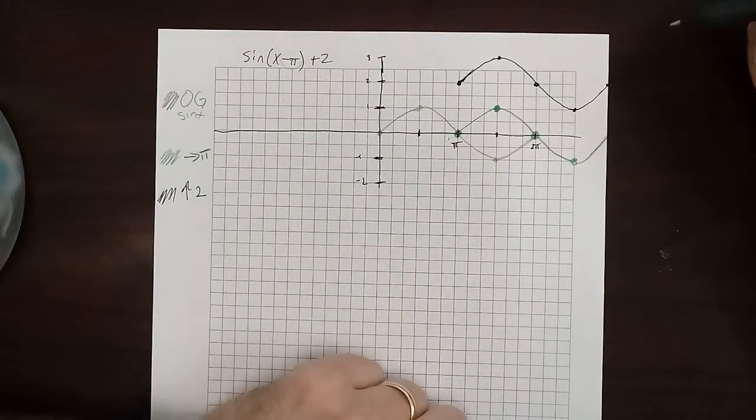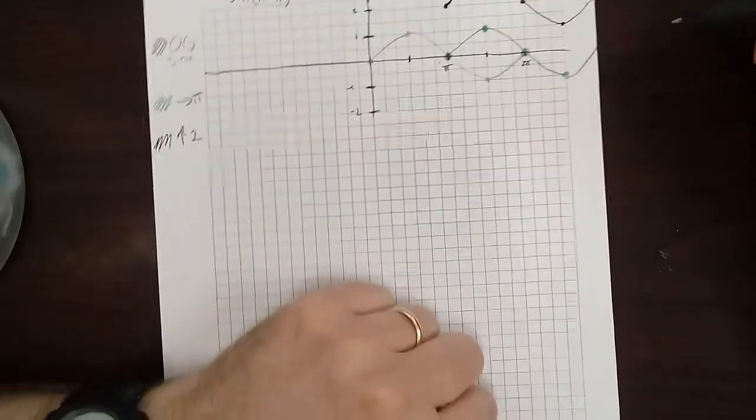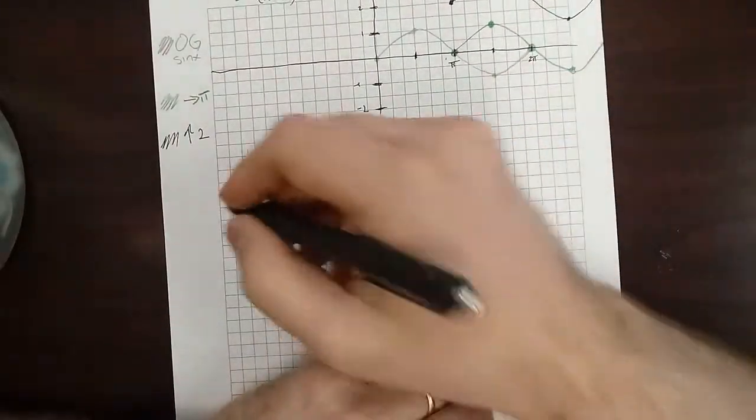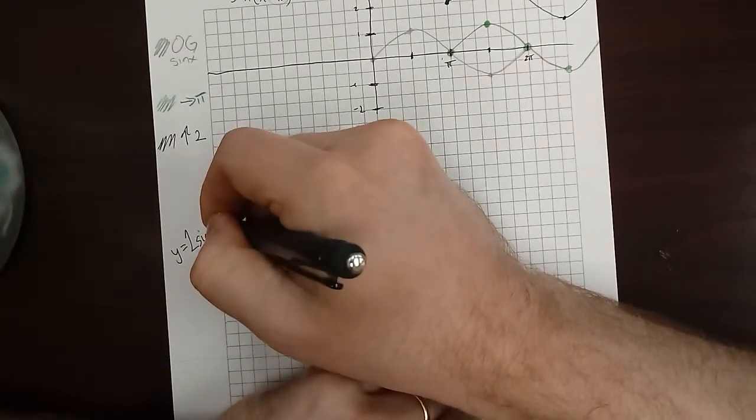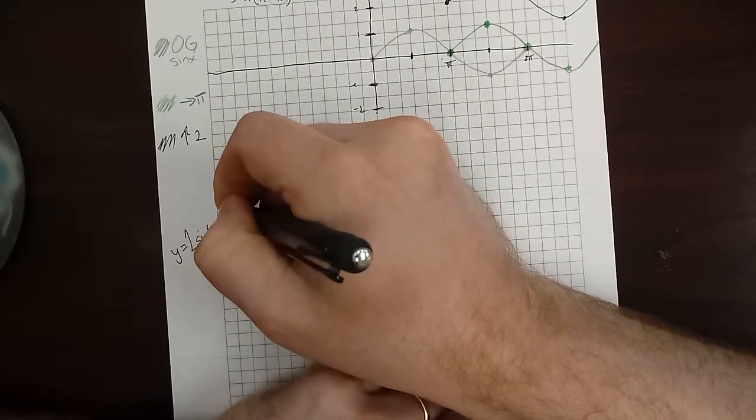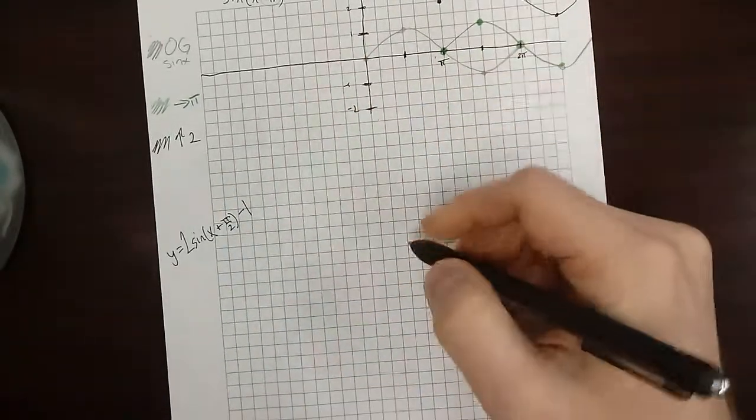And that is how we get full credit on one of these. All right, the other one was y equals 2 sine x plus pi over 2 minus 1.